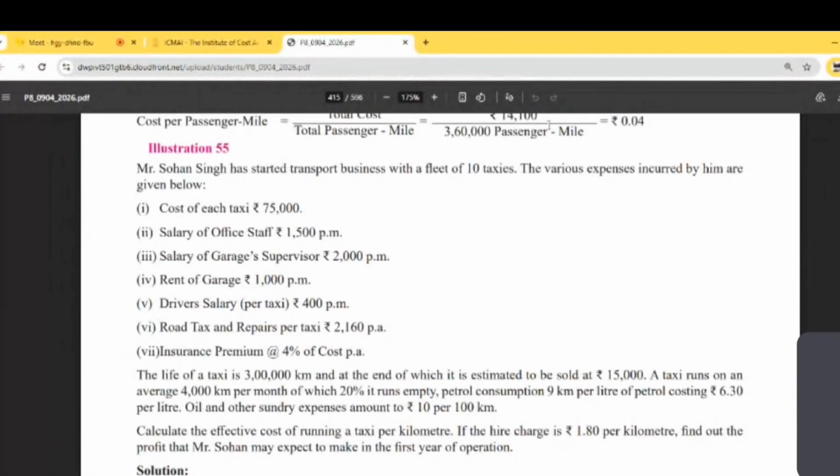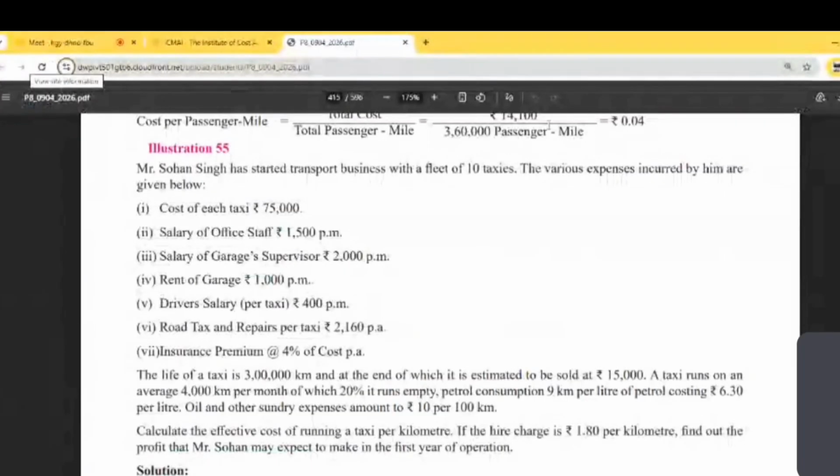What else have they given? Life of the taxi is 3 lakh kilometers, which we have considered. At the end of the year it is sold, sale value 15,000. The taxi runs an average of 4,000 kilometers. The petrol consumption is 9 kilometers per liter, and petrol costs 6.30 per liter. If you put 1 liter, it will run 9 kilometers. How many kilometers are you running? 4,000 kilometers. So for that you will calculate the petrol expenses.